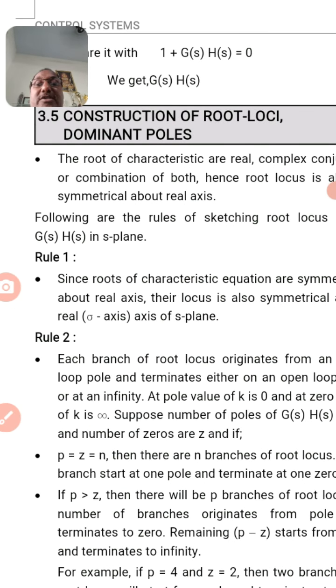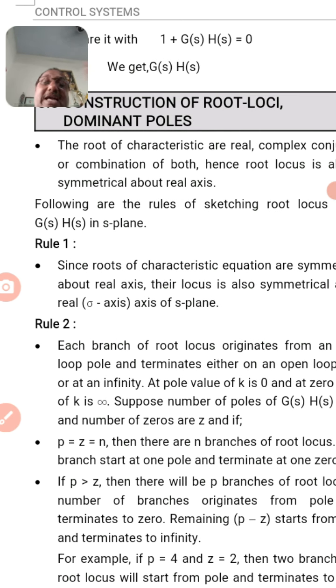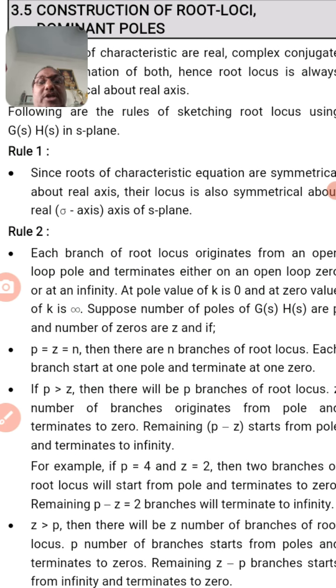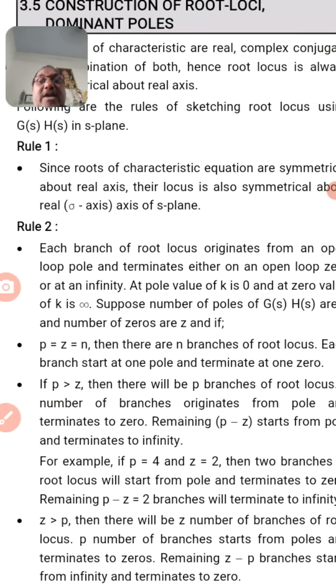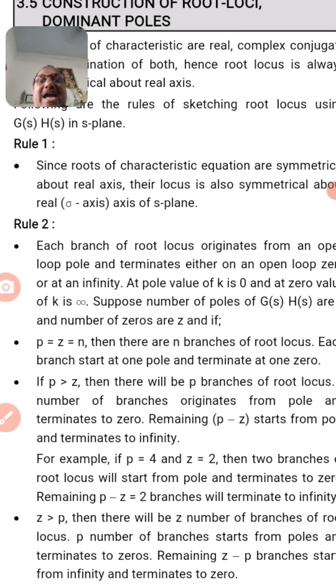Rule 1. Since roots of the characteristic equation are symmetrical about the real axis, meaning the horizontal axis, the sigma axis, their locus is also symmetrical. This is the first rule. The second rule is each branch of the root locus originates from an open loop pole and terminates either on the open loop zeros or at infinity.